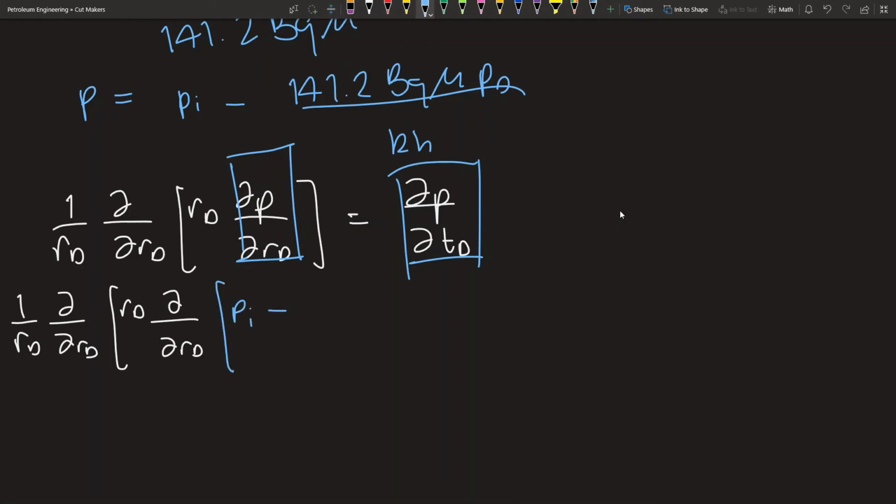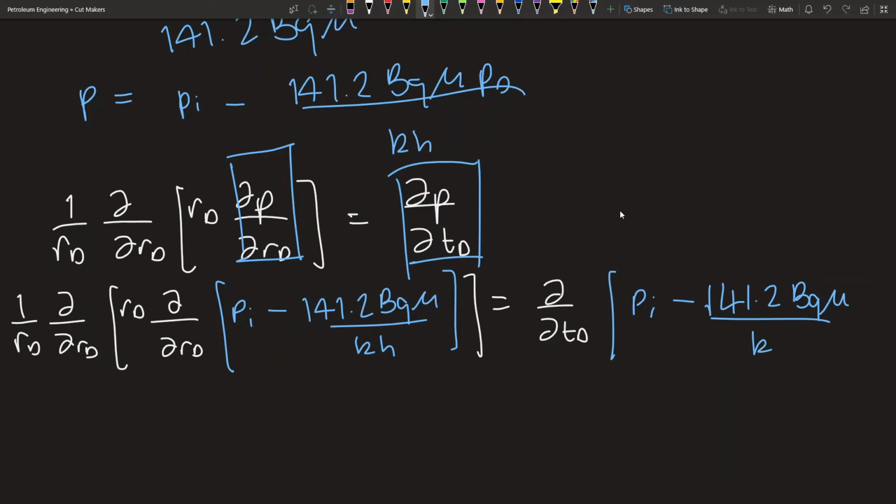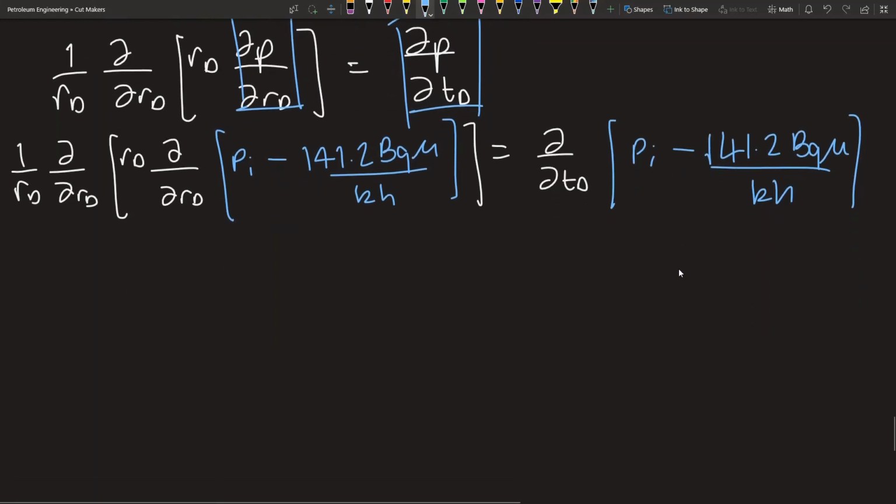P sub I minus 141.2 BQ mu over KH. This is equal to dou over dou T sub D, sorry. And then you put in the definition for pressure again: P sub I minus 141.2 BQ mu over KH. Okay, that's a long expression. So now how can we break this up?